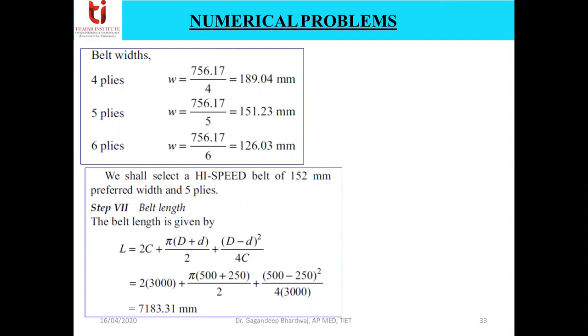Then you can calculate the belt length. The belt length is given by this expression, L equals 2C plus pi (D plus d) by 2 plus (D minus d) square by 4C. Here capital D is the diameter of the larger pulley, small d is the diameter of the smaller pulley, and C is the center distance between the two pulleys. So from this you can calculate the length. The belt specification is 7.2 meter length, 152 mm width and 5 plies high speed belting. This is the belt which we have selected from the manufacturer's catalog.